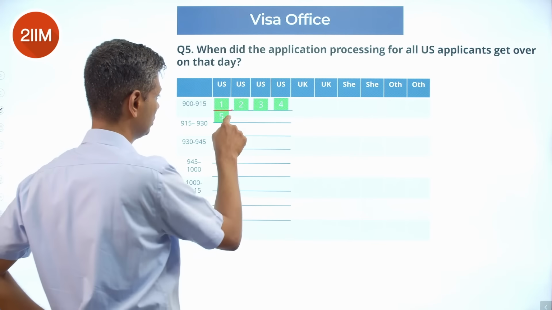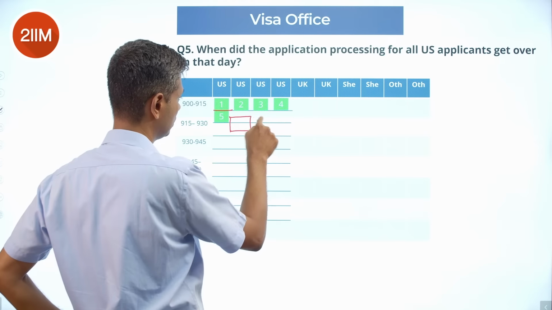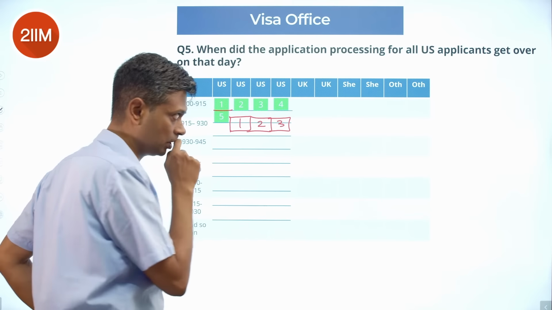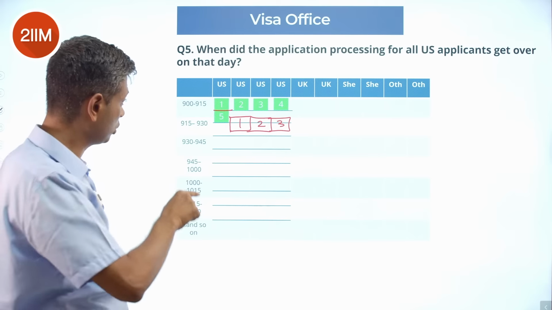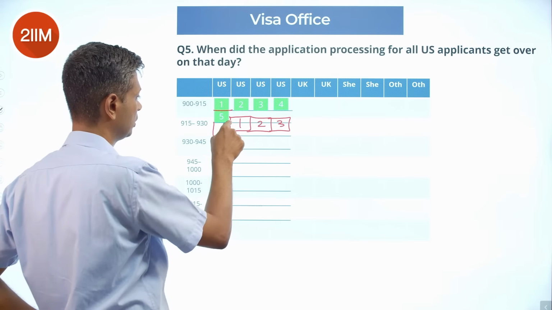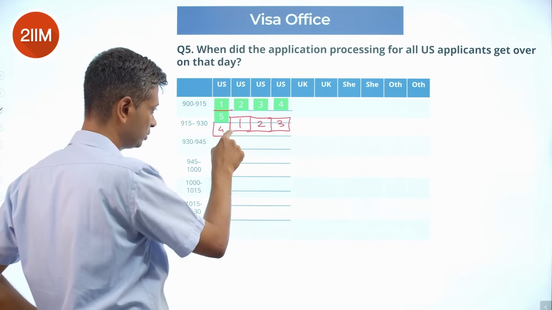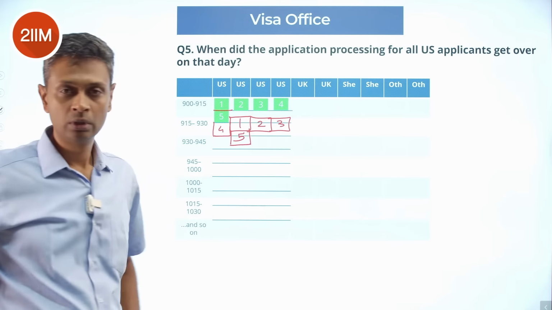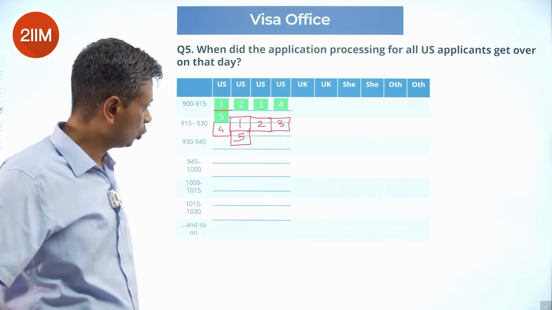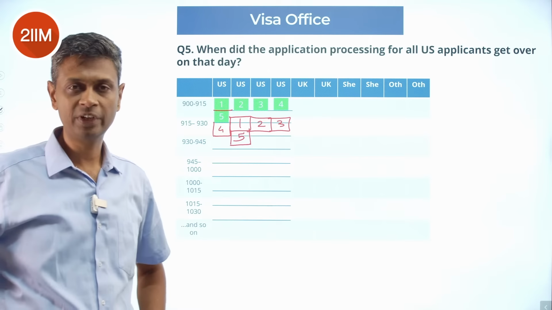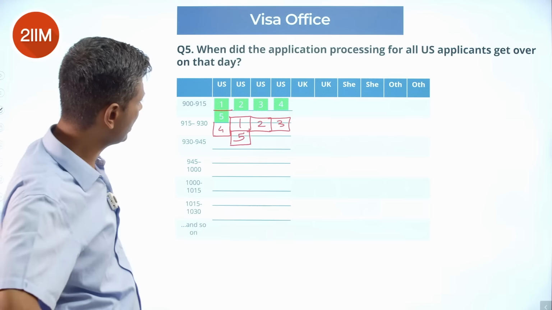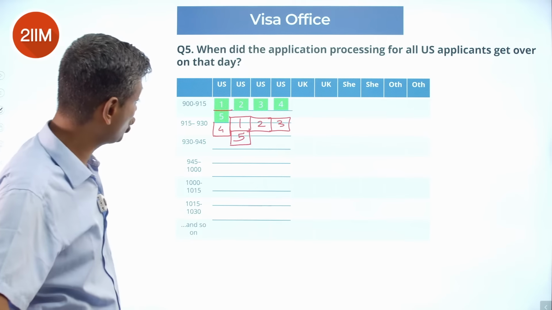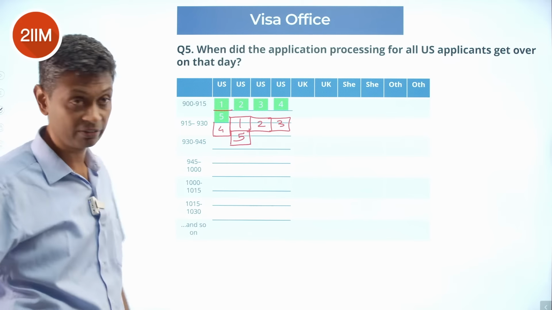So this will be 3 people from the second slot that come. The 4th one will start straight away at 9:20. The 5th one will end like this. 1, 2, 3 get over starting at 9:15, ending at 9:25. 4 starts at 9:20, ends at 9:30. 5 starts at 9:25, ends at 9:35.